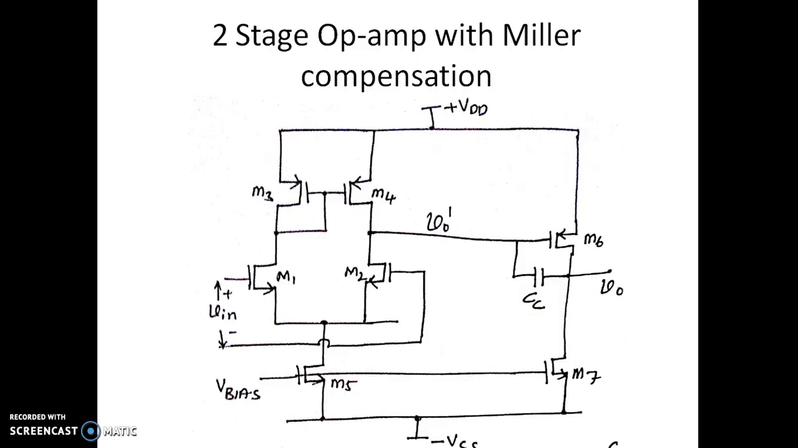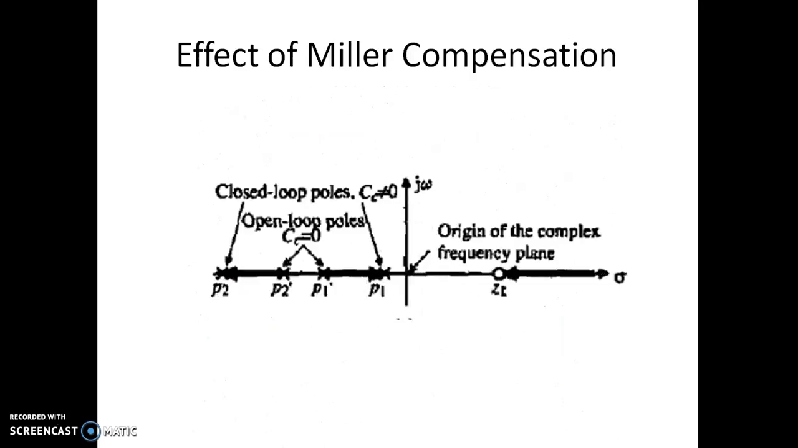So with the introduction of this compensation capacitor, our aim is to reduce the settling time. Settling time can be reduced by increasing the phase margin. So let us see the effect of introducing the compensation capacitance, also called the Miller compensation capacitor. What are its effects on the system response? Now just have a look at this. This is the effect of Miller compensation.